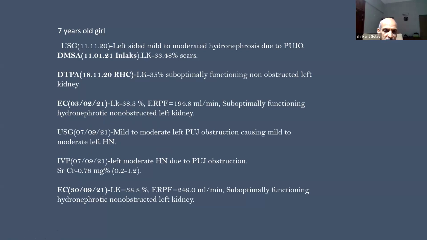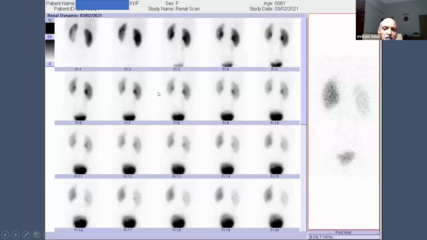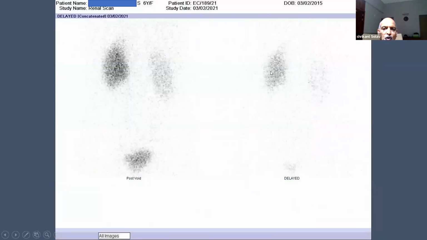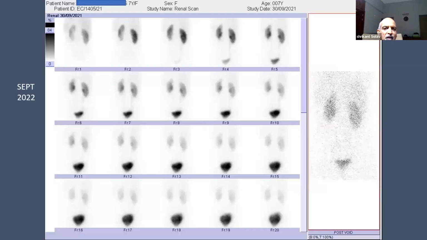Let me show you all these cases. This is the one initially in the month of February 21. Nice downsloping curve bilaterally, T half is less than 10 minutes, unobstructed. Once again, although there is some degree of fullness on the left side, in the delayed image it shows progressive clearance, so that it's unobstructed. The KUB sonography shows PUJ. This scan was done in the month of September in 2021.